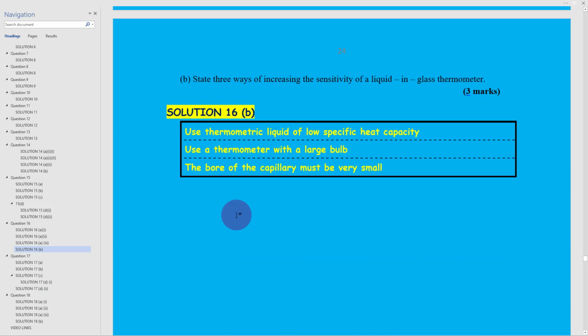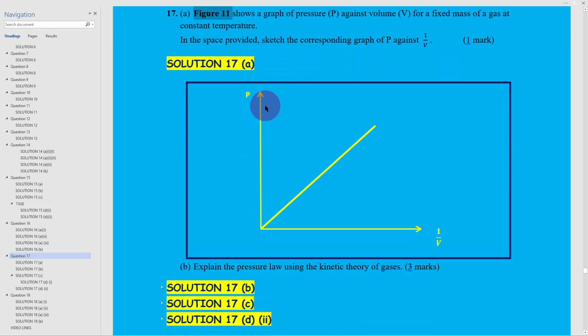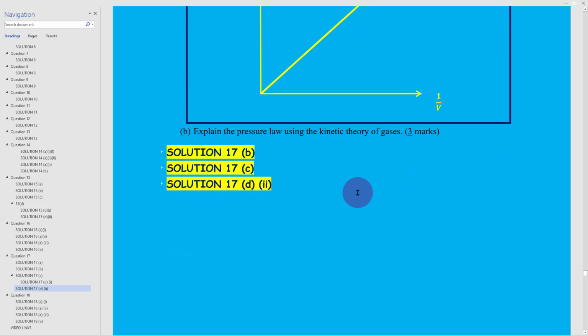So I believe that graph, which I never included here, was sort of curving like this, and therefore when I plot pressure against 1 over V, we get a straight line through the origin. You can check in the question paper to confirm that.